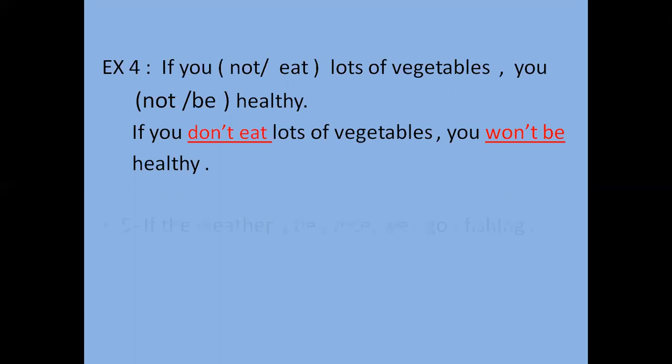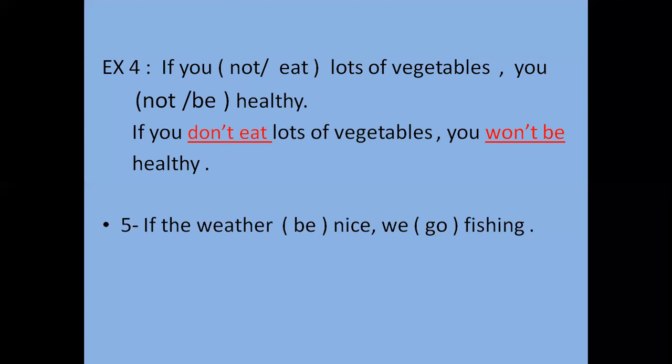Look at example number 5. Read and correct. If the weather be nice, we go fishing. Look at the first clause. If the weather be nice: "be" means that you will use am, is, or are. So the answer will be: if the weather is nice, and in the second clause we will use will plus verb stem, we will go fishing. So the answer will be: if the weather is nice, we will go fishing.